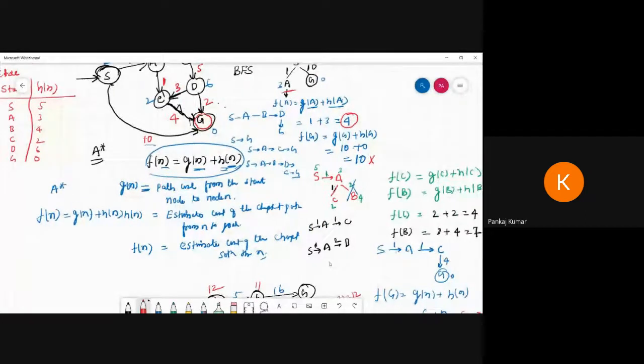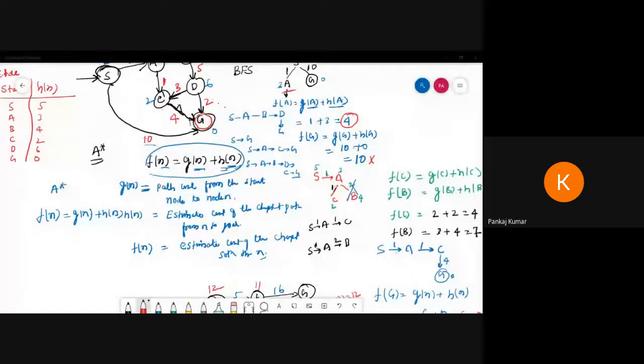So anyone doubt regarding BFS, best first search, and this one A star algorithm? Okay, thank you.